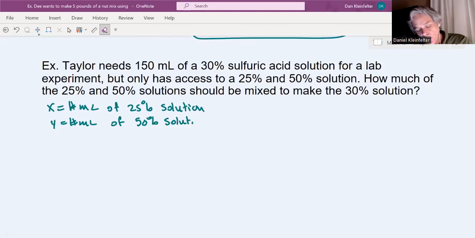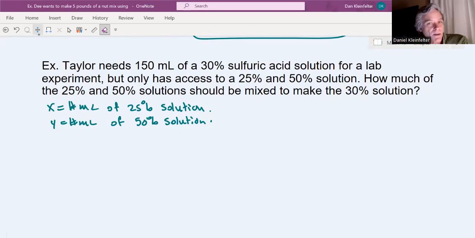Okay, so Taylor wants to make this 150 milliliters of a 30% solution. So if she used the 25% solution, all of it, then it's clearly not going to make 30%. We need to use some 50 to bring up the concentration in the direction of 30. And on the other hand, if we made it all 50%, then that's too strong, right? We only want it to be a 30% solution.